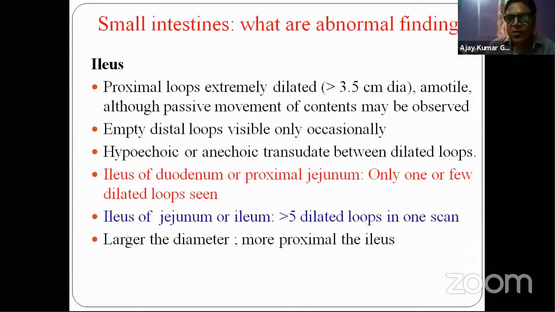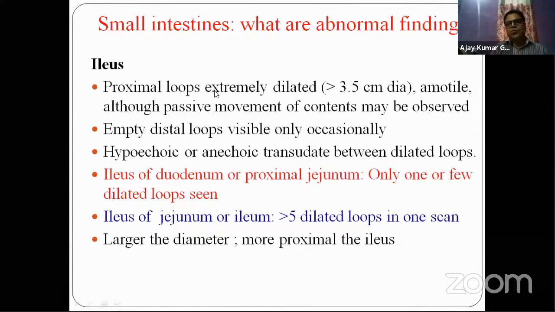Now, what are the abnormal findings in case of small intestine? The abnormal finding is ileus. So how to detect ileus? Ileus is obstruction of small intestine that may be functional or mechanical, and proximal to the ileus, the intestinal loops will distend, they will be amotile, and there will be peritoneal effusion. There will be effusion of fluid in the peritoneal cavity. So all these things can be detected on ultrasonography.